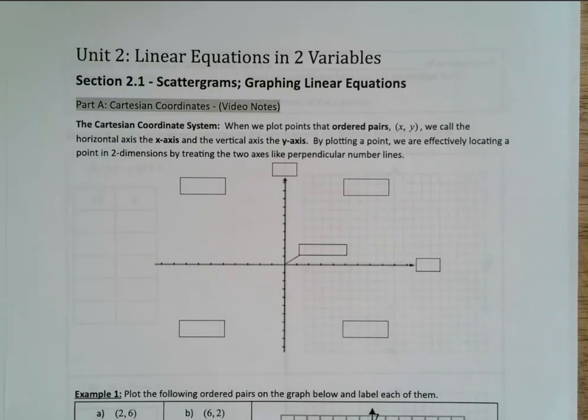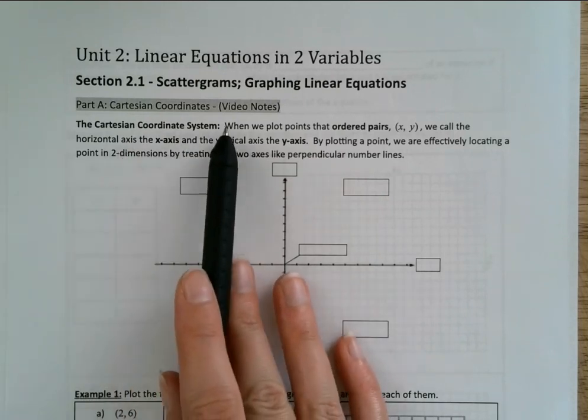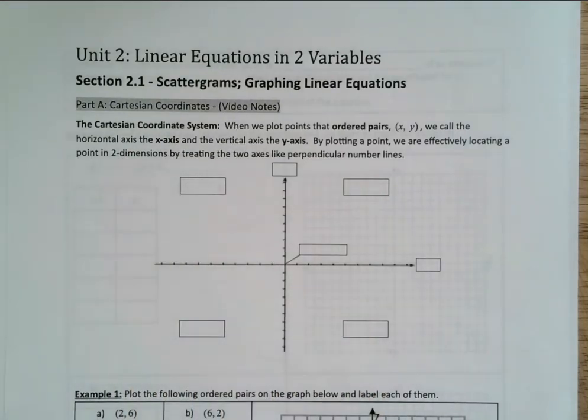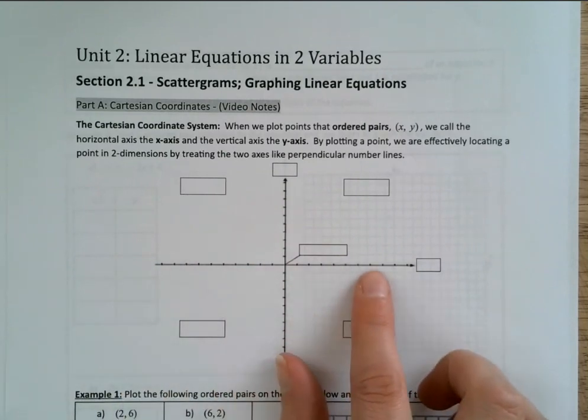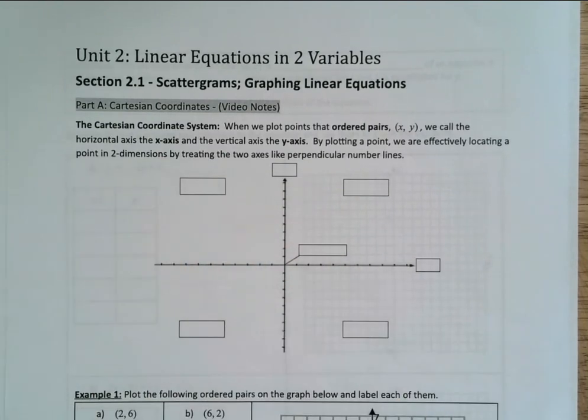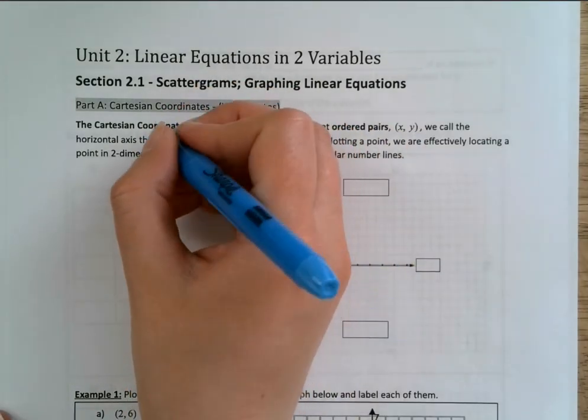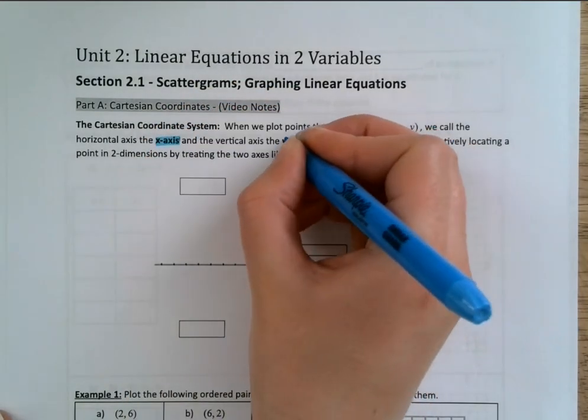Section 2.1 is on scattergrams and graphing linear equations. In the first part, we're looking at the Cartesian graphing system. The Cartesian coordinate system, named after René Descartes, is a grid of two axes, the x-axis and the y-axis. And they're like number lines, but one of them is horizontal and the other one's vertical.